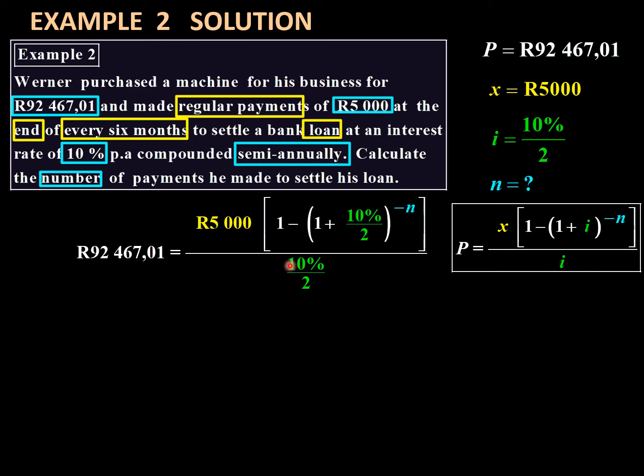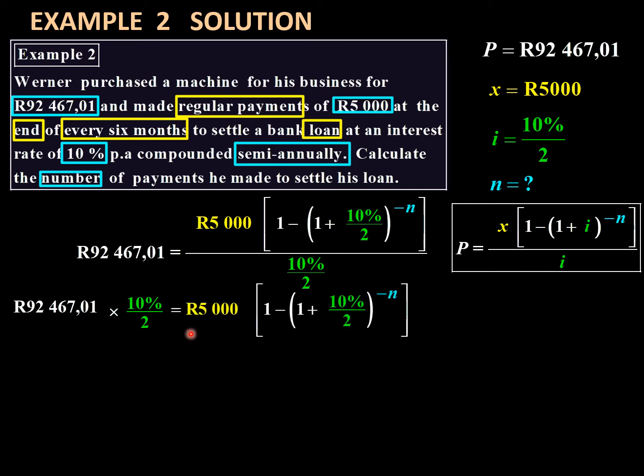We have to transpose the 10% over 2. That's the first thing. It becomes a common procedure. So it is times by 10% over 2. Don't calculate it, just write it down. So then we have the numerator still left. Now we have to transpose the 5,000 Rand. We have to transpose that 1. There's a negative that we have to make provision for. And then we have this base, 1 plus 10% over 2.